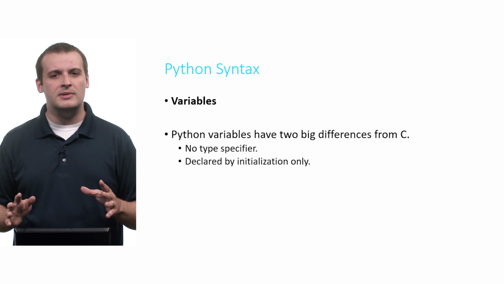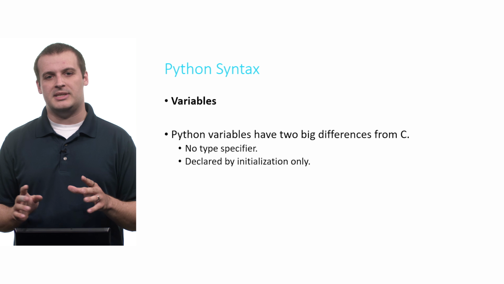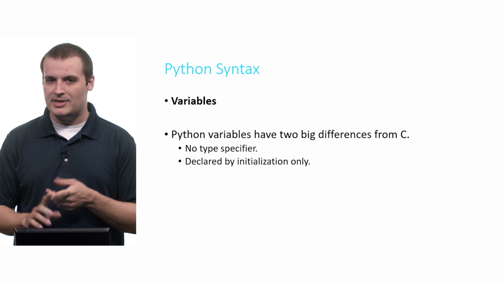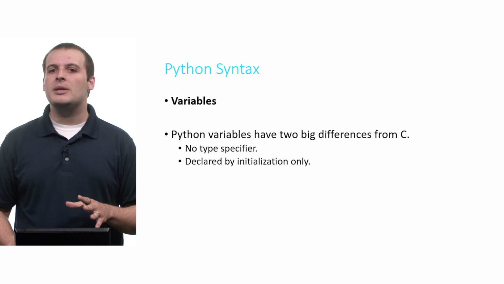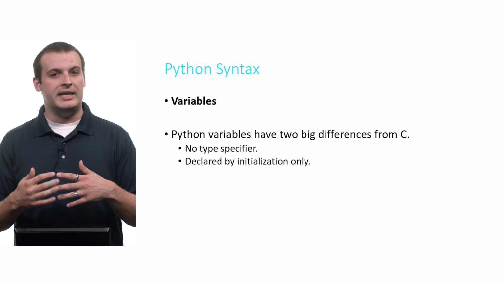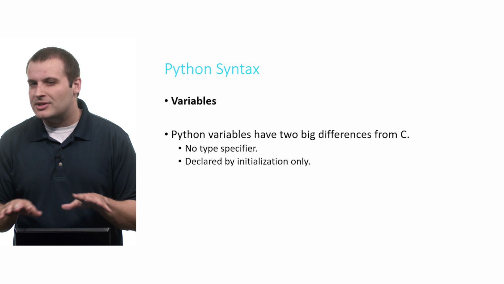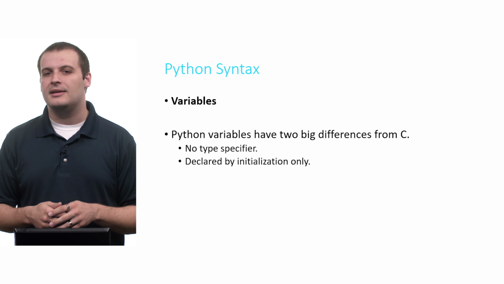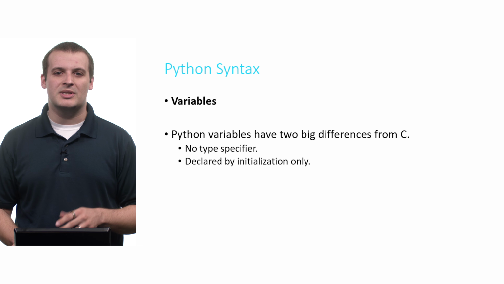So let's go through some of the basic things that we can do in C and show you how we can do them in Python. So variables have 2 big differences from C. We don't have to specify a type anymore, so that's pretty cool. And we can declare them only by initialization. So you may recall in C that we could declare a variable by saying, for example, int x semicolon, but not actually assign a value to it, not initialize it. In Python, we can only declare variables by initializing them.